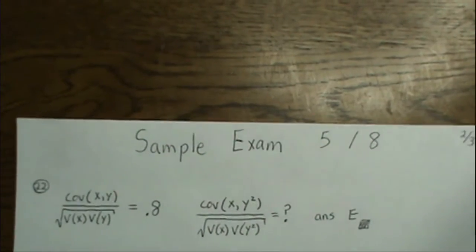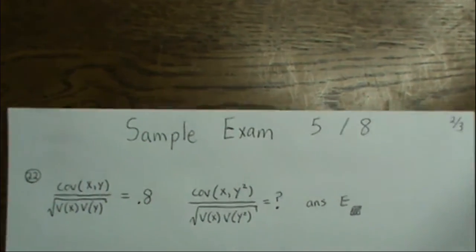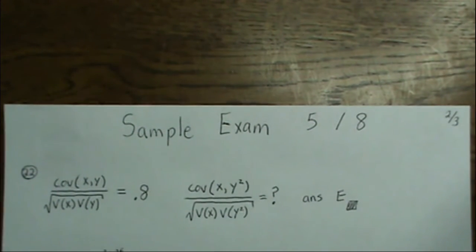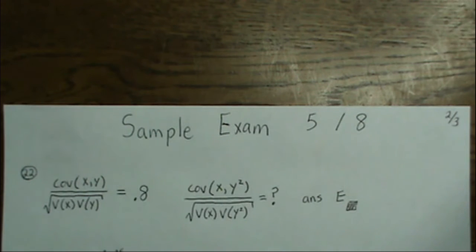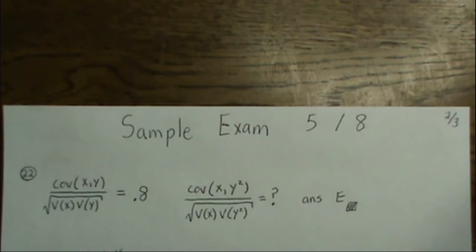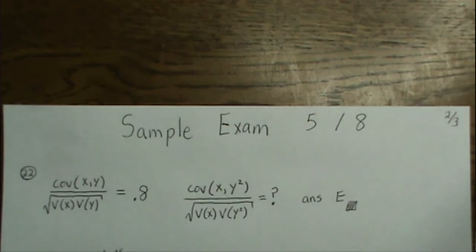So number 22 is a little bit of a funny story. Usually I read the question and then I try to solve it, and when I come up with an answer, I look at the answers and it matches one of them. But here it told us that the correlation between x and y is 0.8, and then it asked for the correlation between x and y squared.